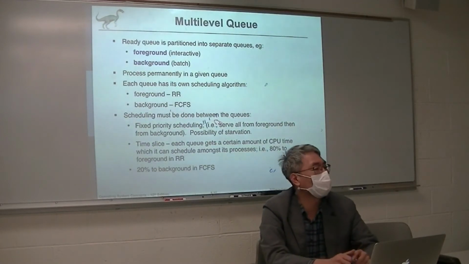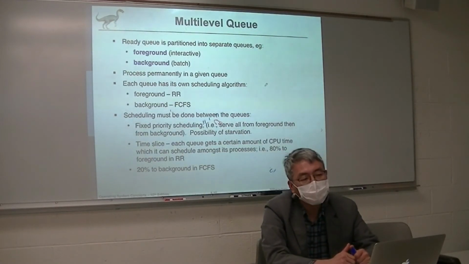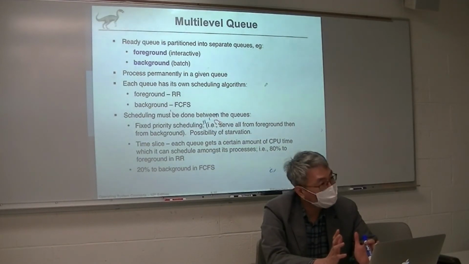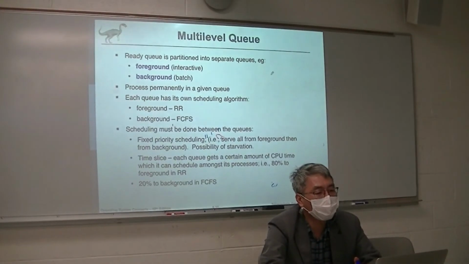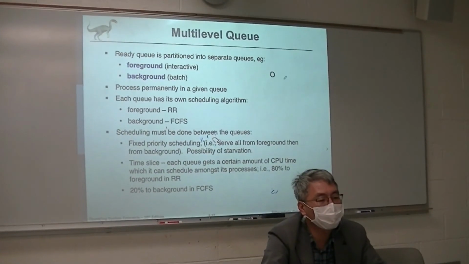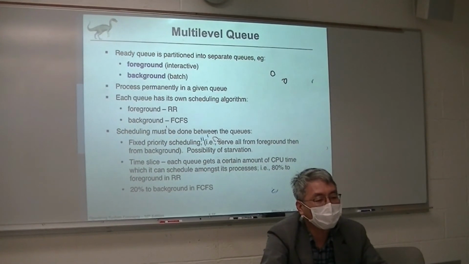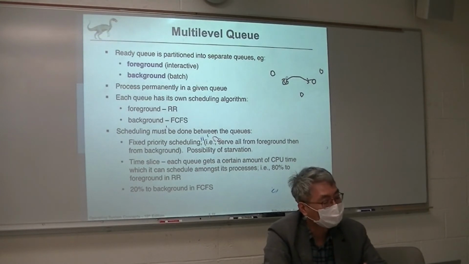The next one is the multilevel queue. So far, our queue for the ready state is only one. As a quick reminder, we have the new, ready, running, terminated, and wait states. The dispatcher will select the process from the ready queue to the running state. So how many queues do we have? Only one queue.